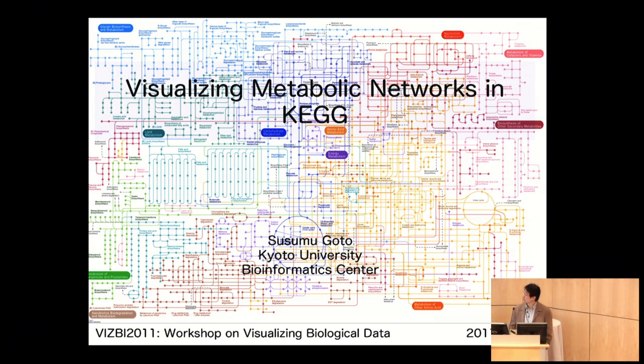We are developing a database named KEGG, which includes not only the metabolic networks, but also other networks such as protein-protein interaction networks. But I would just like to talk about metabolic networks. In fact, we do not use any state-of-the-art visualization techniques, but I would like to talk about how we are creating the database.